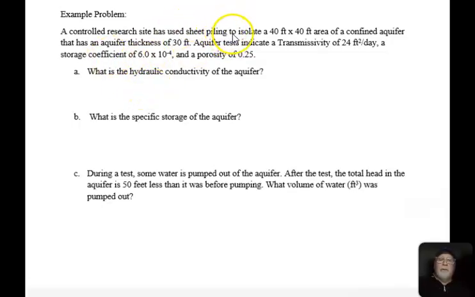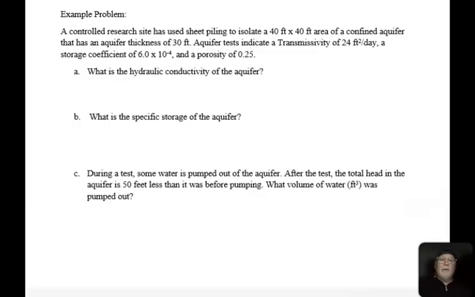We actually did this, use sheet piling to isolate little cells at a groundwater contamination site and try different technologies in it. So we have an aquifer thickness of 30 feet. We did our tests. We come up with a transmissivity of 24 feet squared per day, a storage coefficient or storativity of 6 times 10 to the minus 4, and a porosity of 0.25. What is the hydraulic conductivity?